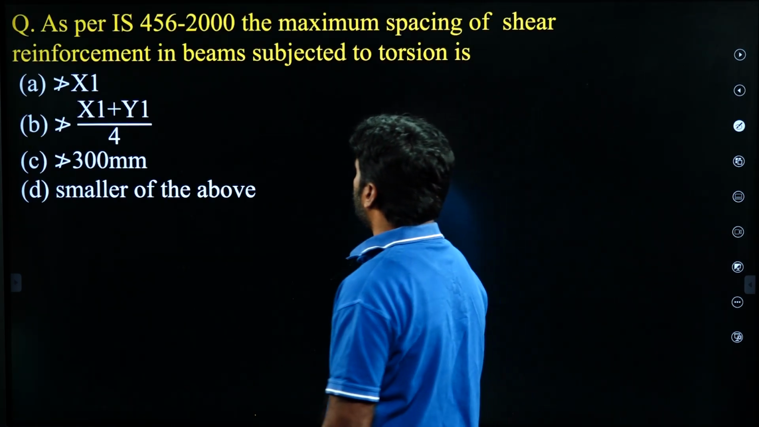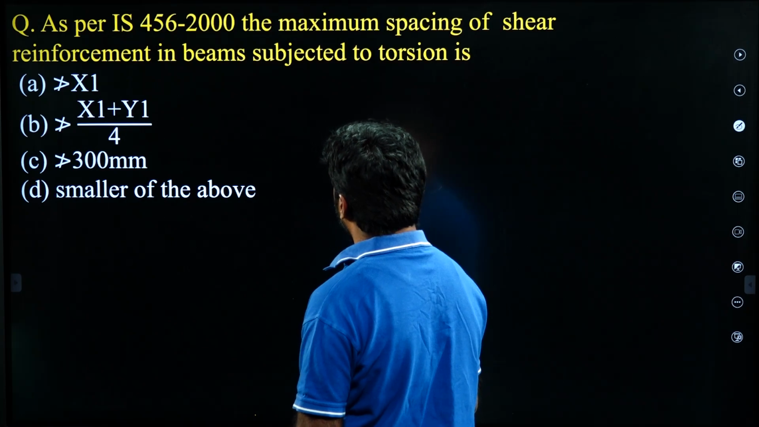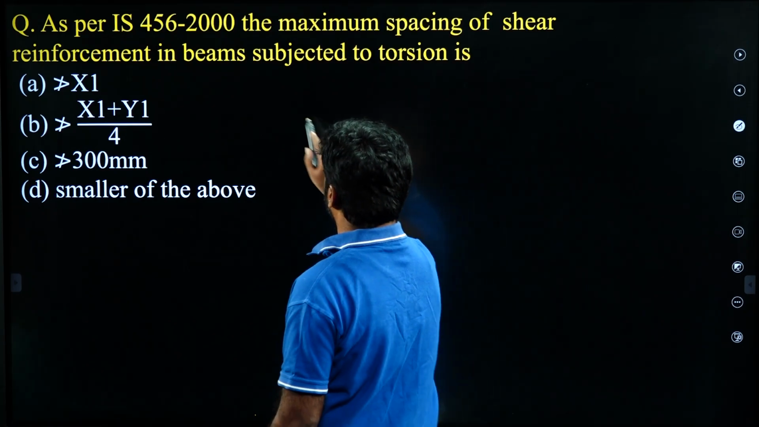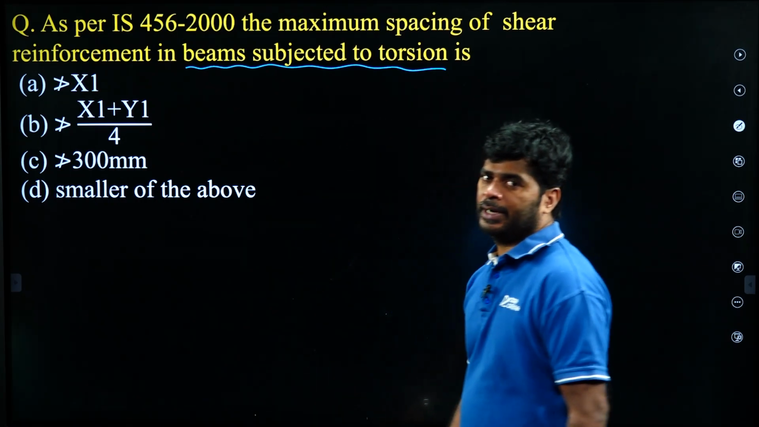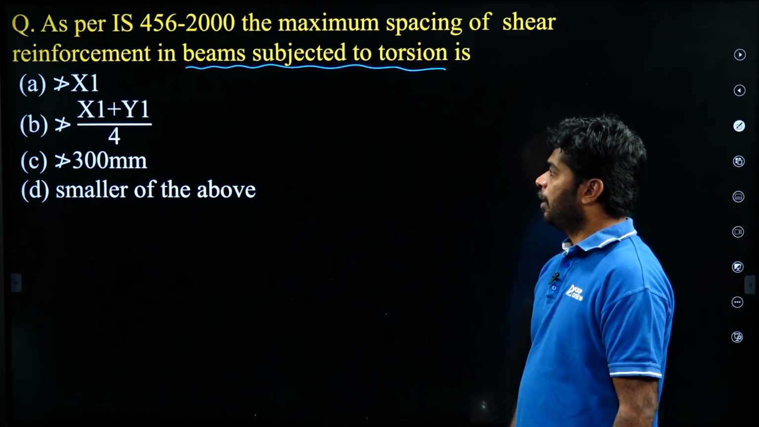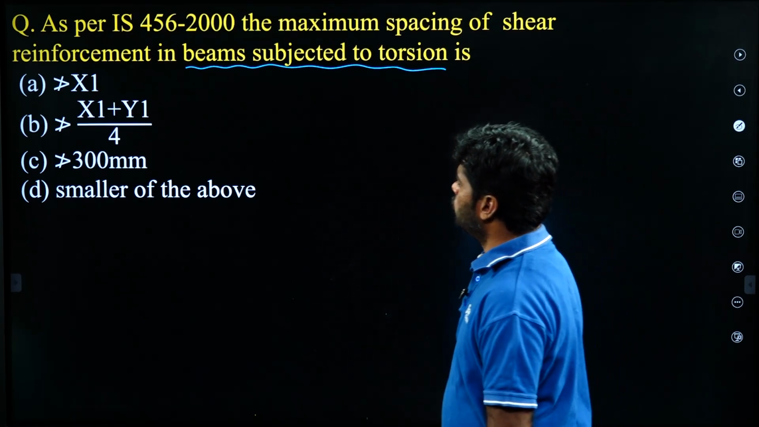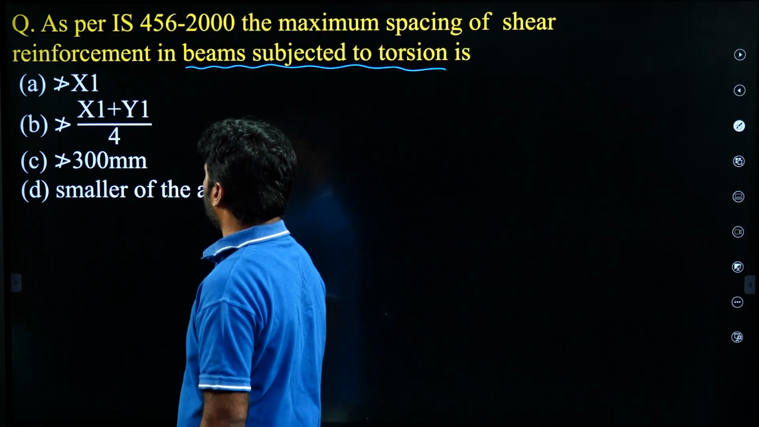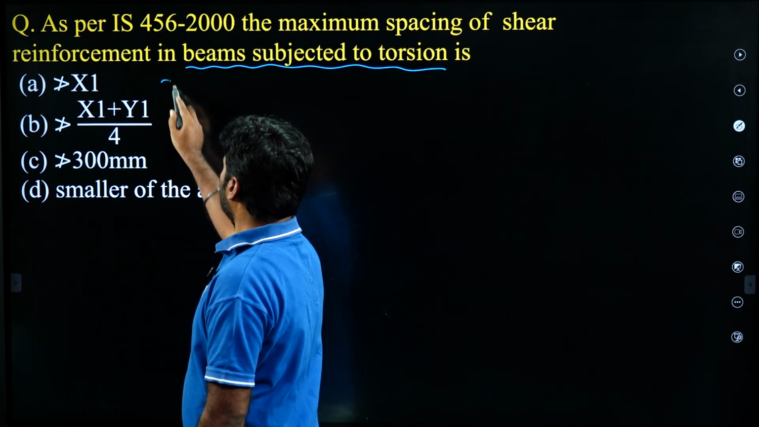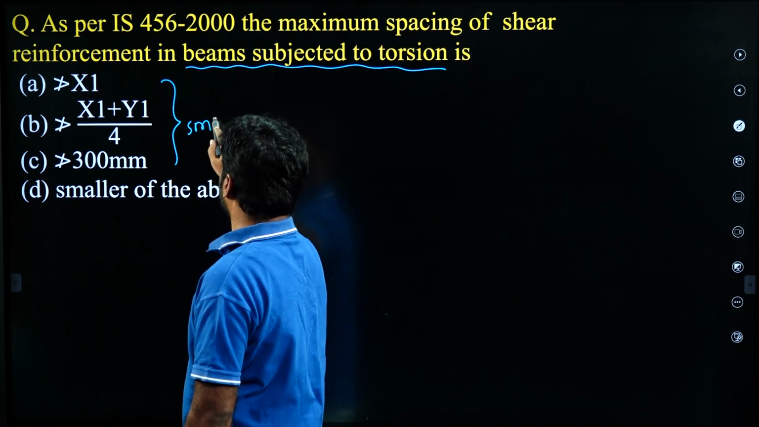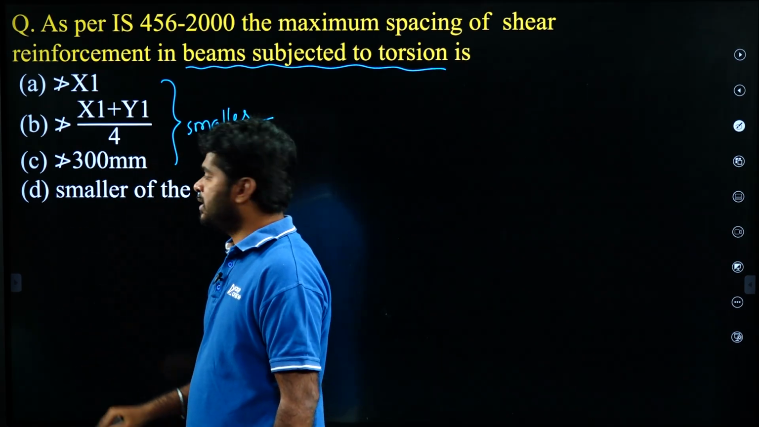As per IS 456-2000, the maximum spacing of shear reinforcement in beams subjected to torsion. When a beam is subjected to torsion, for stirrups, the maximum spacing should not be more than x1, should not be more than (x1 plus y1) upon 4, should not be greater than 300 mm. Take the smaller one among the three.